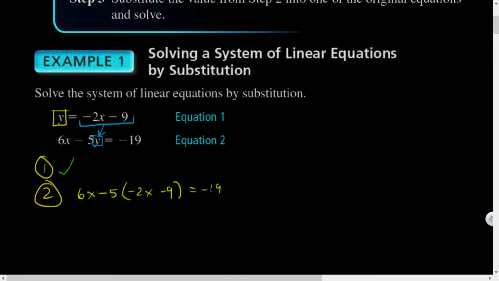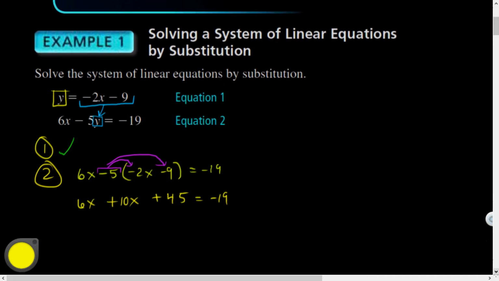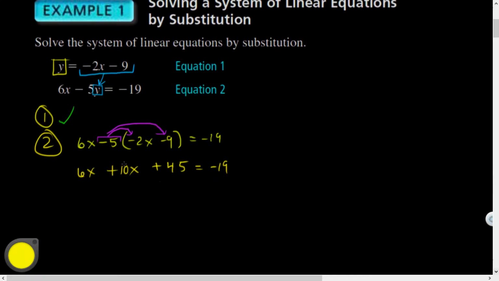So write this down, friends. Let's simplify. Distribute will be my first move. I'll have 6x plus 10x, and that double negative, negative 5 times negative 9, will be plus 45, equals negative 19. Okay, still solving. I think I could bring those x's together. Do you remember what it was called when we'd bring those together? Combining like terms. If I have 6 x's and 10 x's, how many x's do I have together?